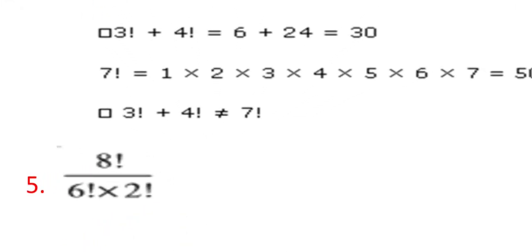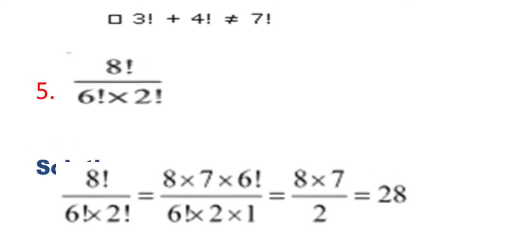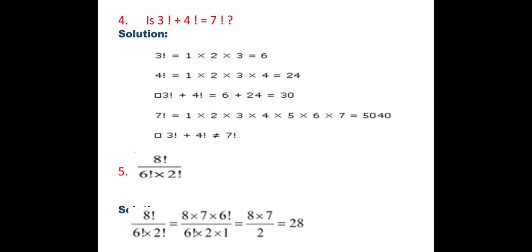The second question is factorial 8 divided by factorial 6 into factorial 2. Factorial 8 we can expand as 8 into 7 into factorial 6, and factorial 6 is in the denominator. No need to expand, you can cancel it, and 2 into 1 remains. So after cancellation we get the value of this question as 28.